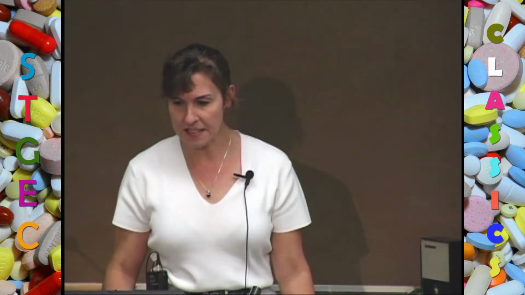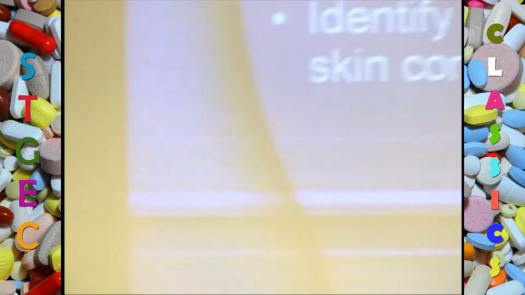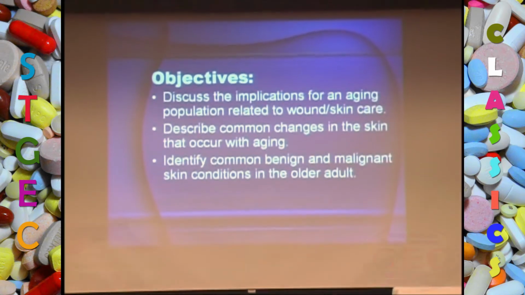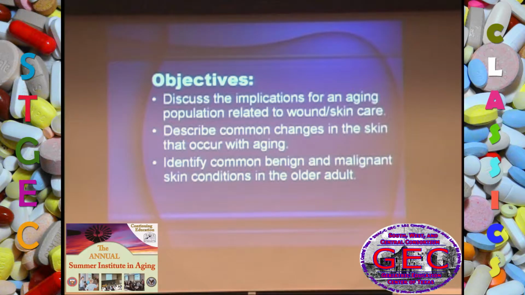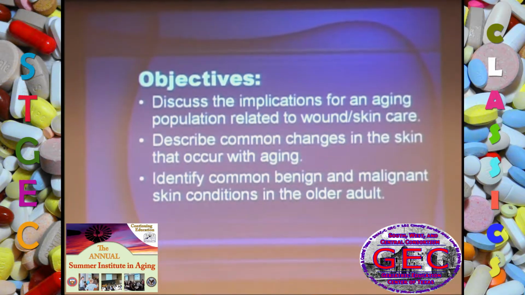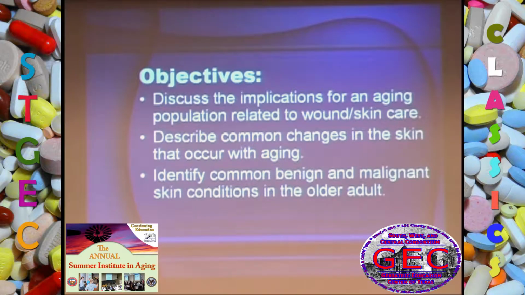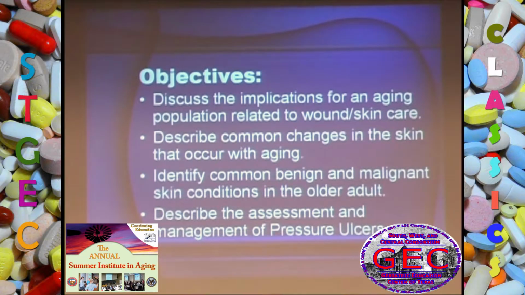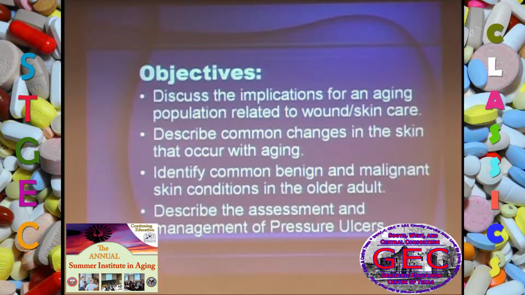The objectives for today are pretty straightforward. We're going to talk about some of the implications of an aging population, especially with regards to wound and skin care issues. Talk a little bit about some of the common changes in the skin that occur with aging that, again, are probably something you're already familiar with. We're going to talk about some common benign and malignant findings in terms of skin conditions in the older adult, and a little bit about the management of pressure ulcers. So again, this is a lot of stuff. You're getting a little bit of a Reader's Digest version here, but hopefully it will be some good food for thought.